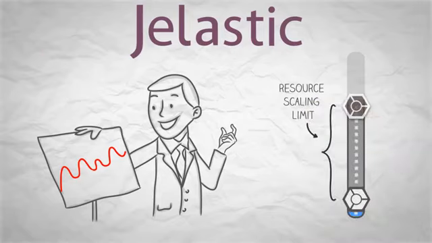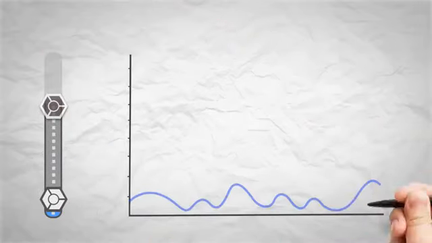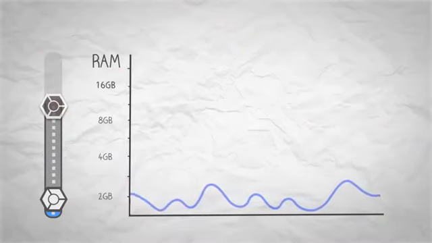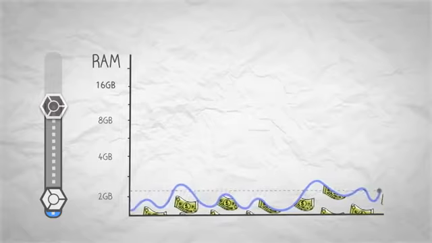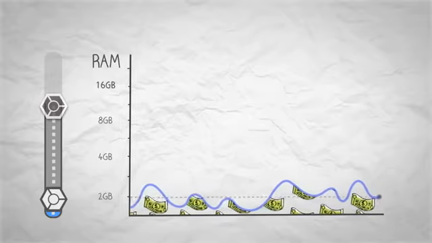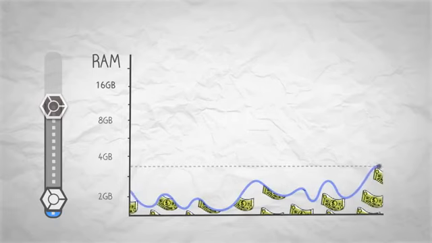scaling limit according to your budget. And if your resource usage is lower, you automatically pay less. No surprise bills, no need to guess anything in advance. Jelastic only charges you for your usage.